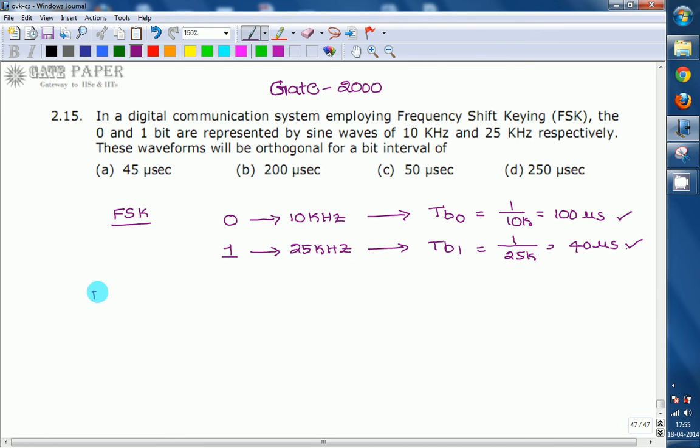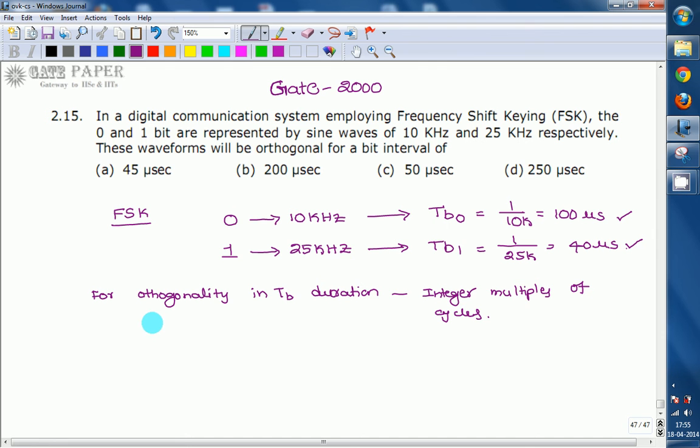For orthogonality in FSK, over the bit duration TB, there should be integer multiples of the cycles of each waveform. So we require integer multiples of the cycles in the duration for the waveforms to be orthogonal to each other.